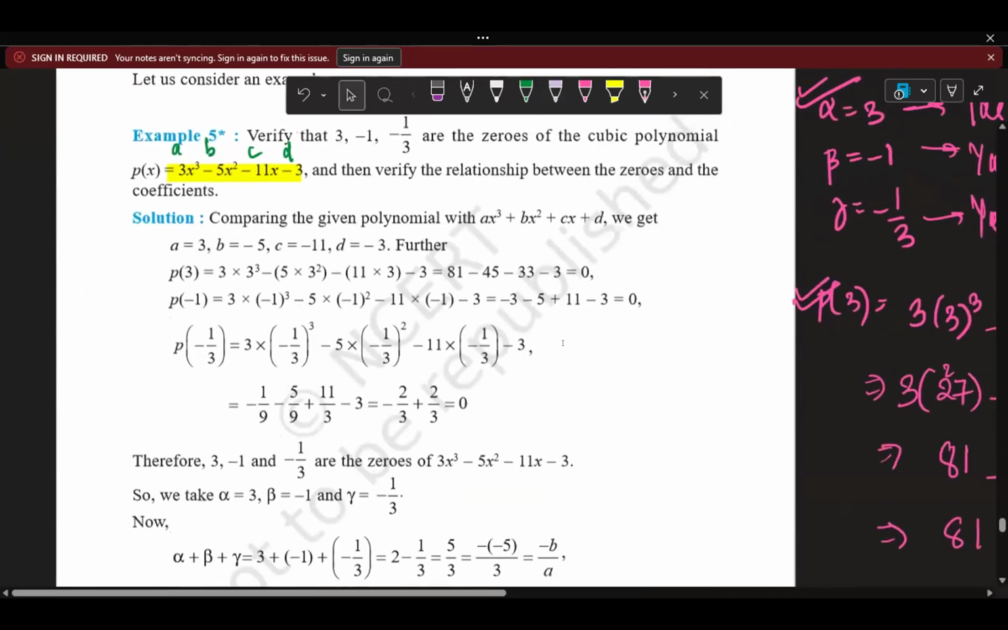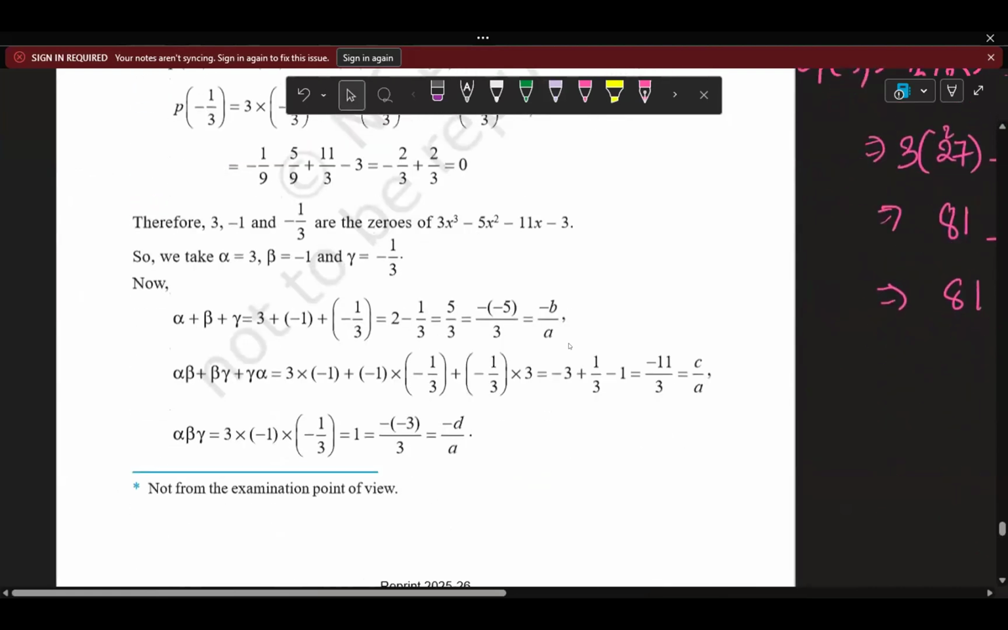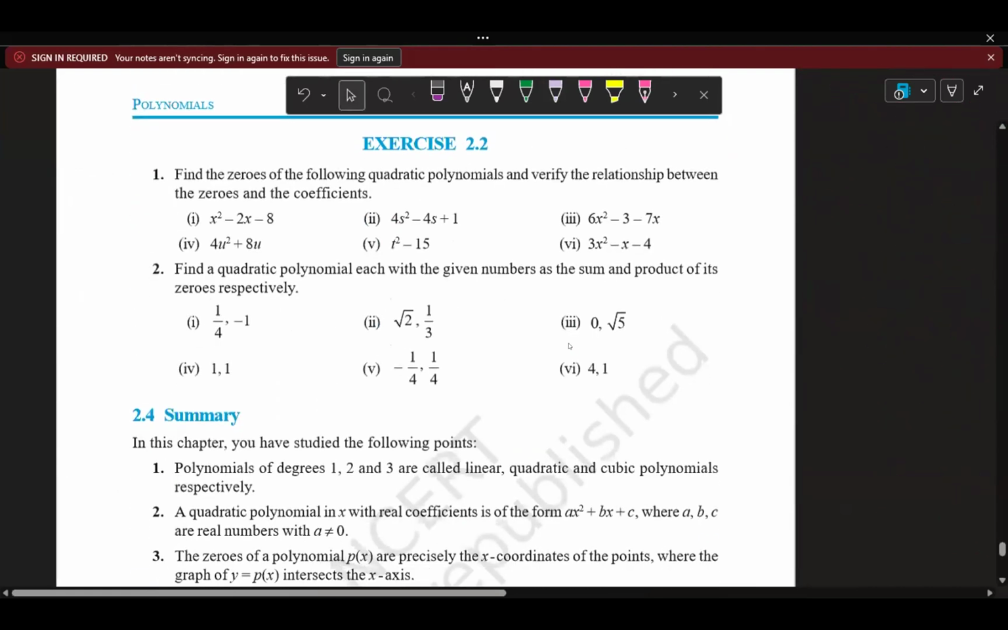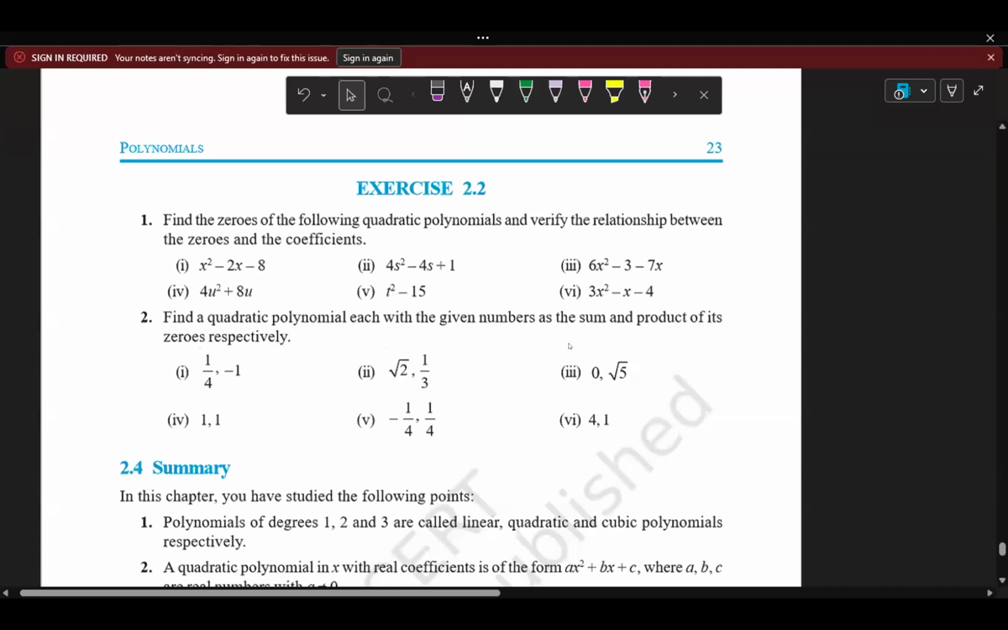Yes. So, children, the third one, alpha beta gamma, you can now do on your own. Now just come to the exercise questions. I'll just tick mark a few. Quickly complete them, and we'll move ahead.